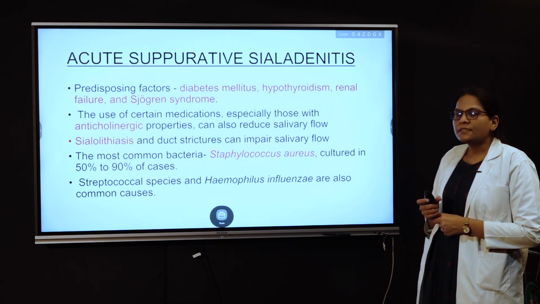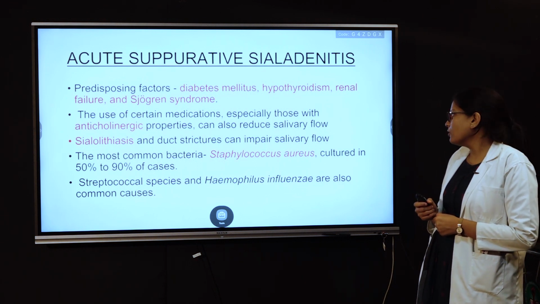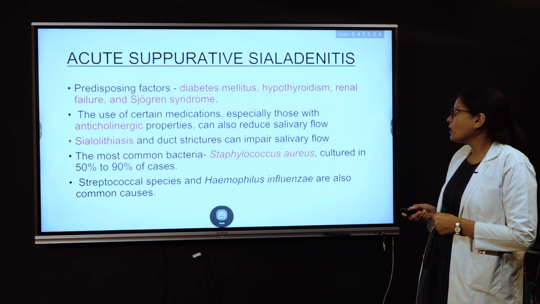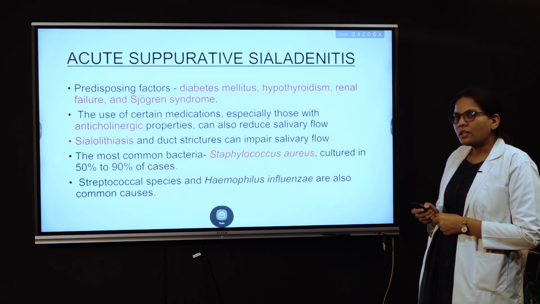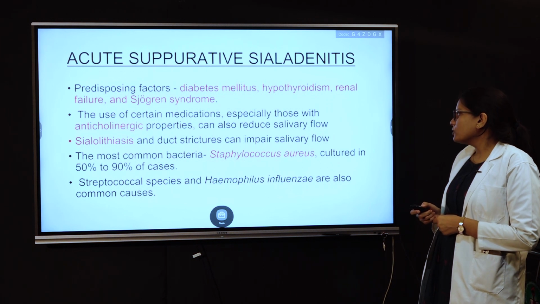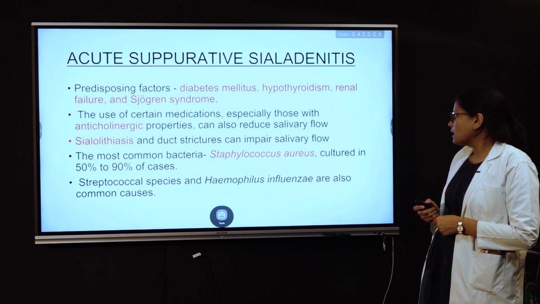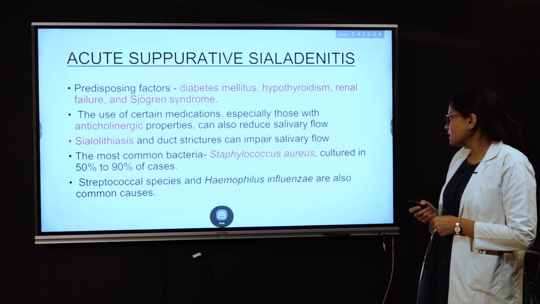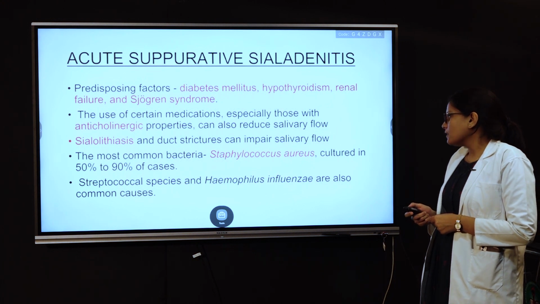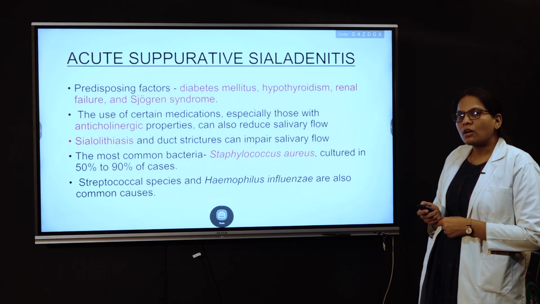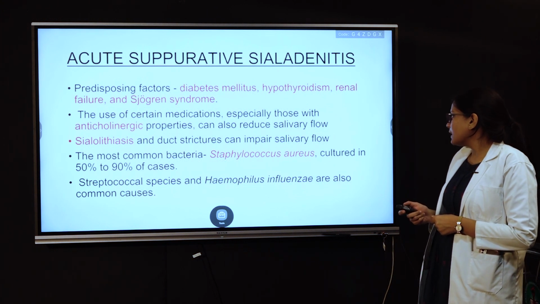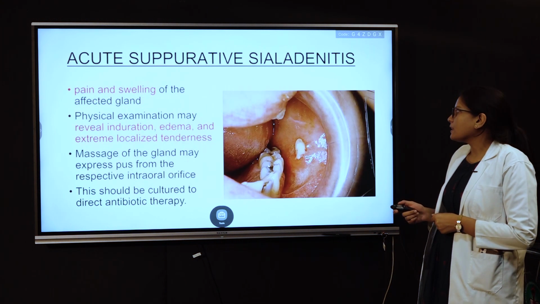And sialolithiasis, which is nothing but the obstruction of salivary flow, and duct strictures can also cause acute suppurative episodes of your salivary glands. The most common bacteria associated with the sialadenitis is Staphylococcus aureus, and studies have shown the involvement of streptococcal species and Haemophilus influenzae as the other bacteria.